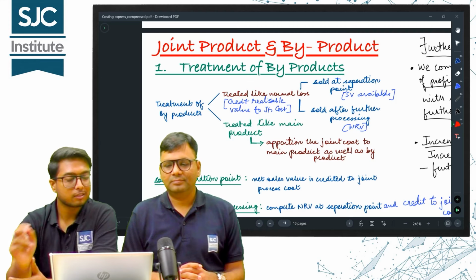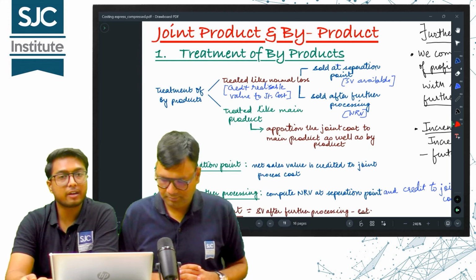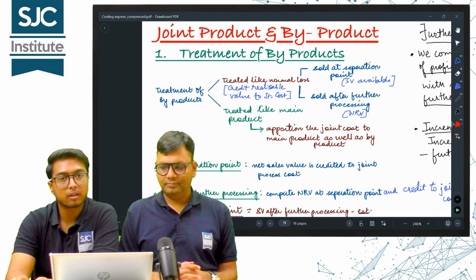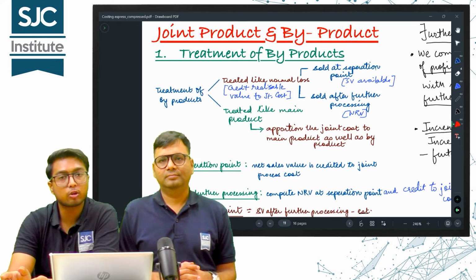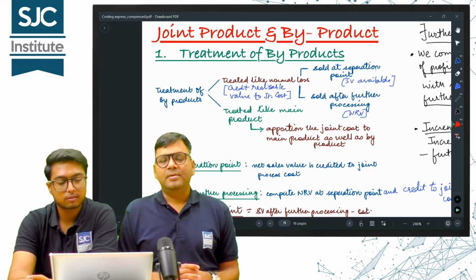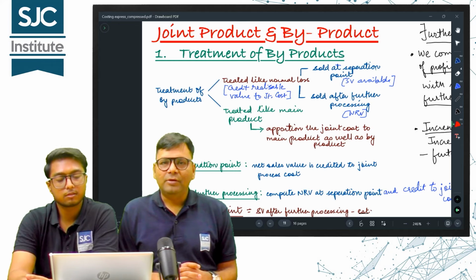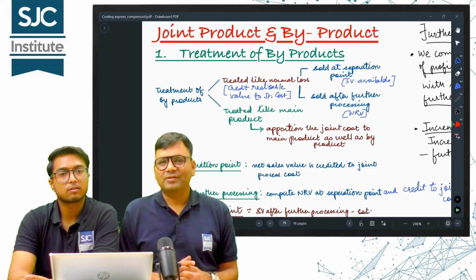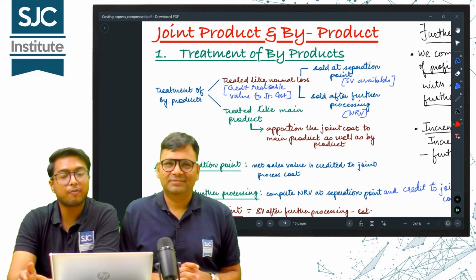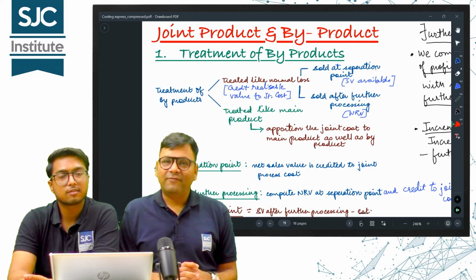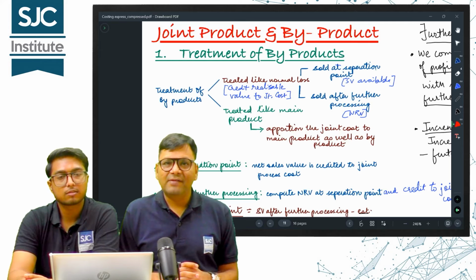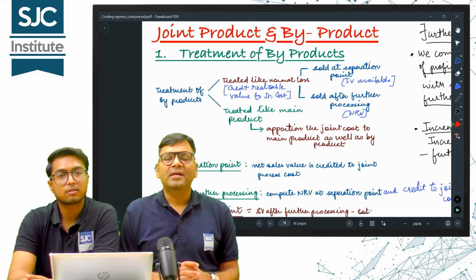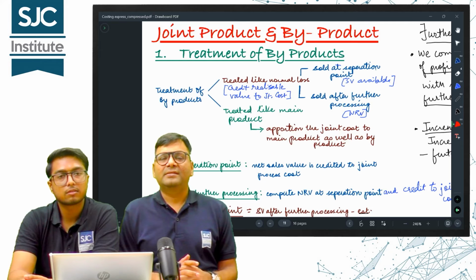Joint product and byproduct. Treatment of byproduct. Byproduct is treated like normal loss or treated like main product. So what will be its treatment if it is treated like normal loss and sold at the separation point? We will identify its net sale value at separation point and credit it to the process account where it is originating. What will be its treatment if it is sold after further processing? We'll identify its net realizable value, and it is done by deducting three items from its sale value after further processing. And those three items are estimated profit on further processing, estimated selling expenses, and further processing cost.